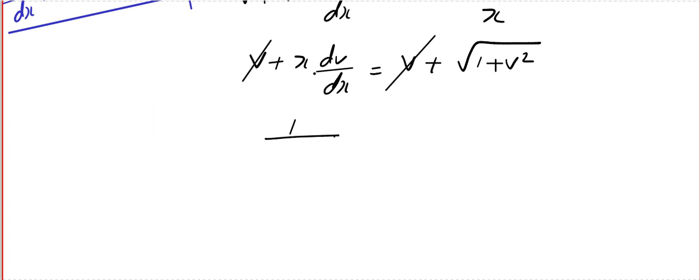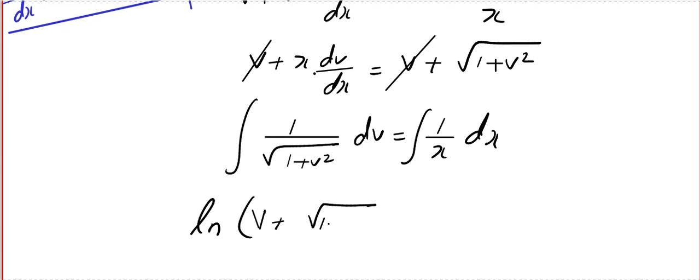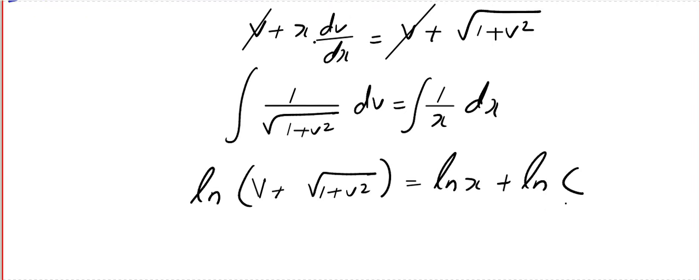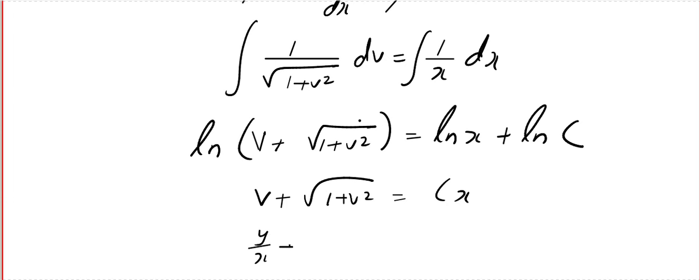Anyway, it's variable separable. 1 by root under 1 plus v square is equal to 1 by x dx as usual. Integrate. I hope you know the formula. This is natural logarithm v plus root under 1 plus v square is equal to ln x plus ln c as usual. So you can combine this. I'm not writing that step. v plus root under 1 plus v square is equal to cx. Now change over to y by x.